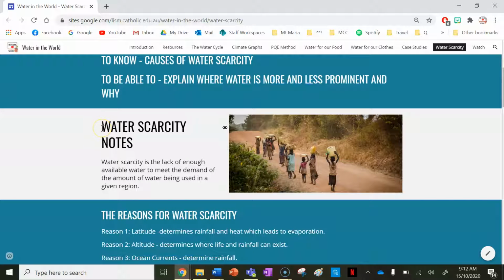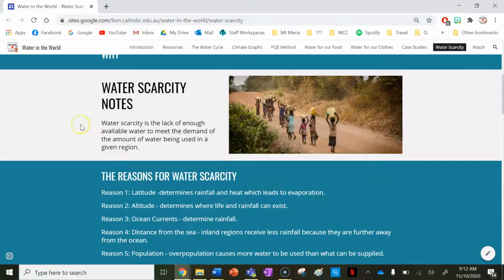So water scarcity notes. Let's have a look at what water scarcity is. So water scarcity is the lack of enough available water to meet the demand of the amount of water being used in a given region. So where you are using more water than you're being given, you're going to experience water scarcity.